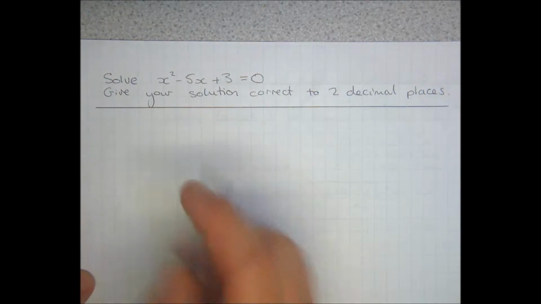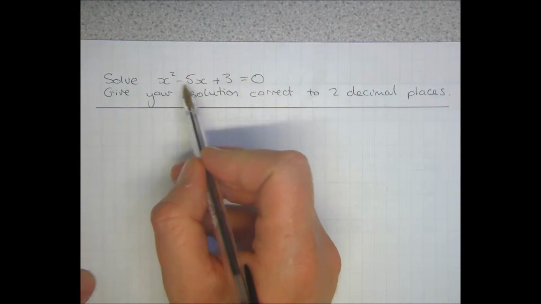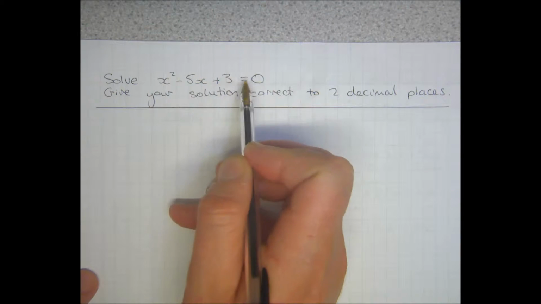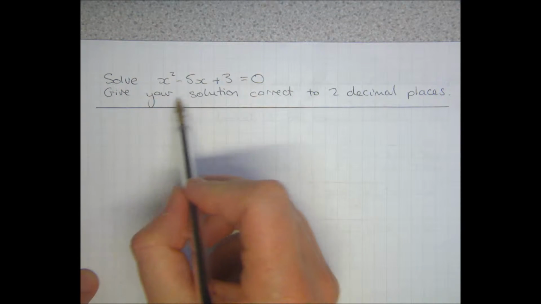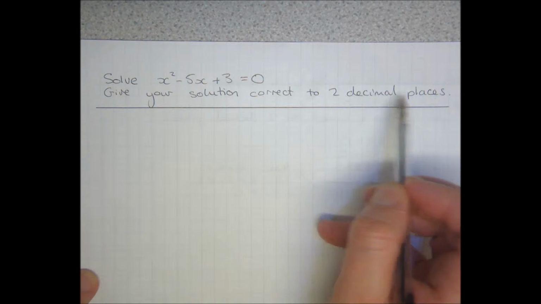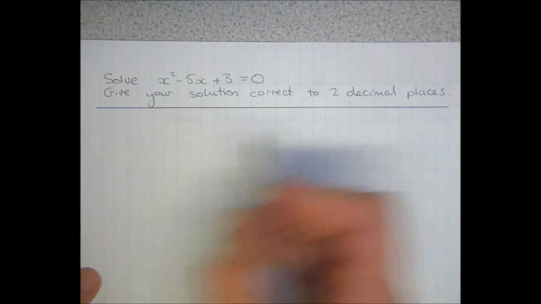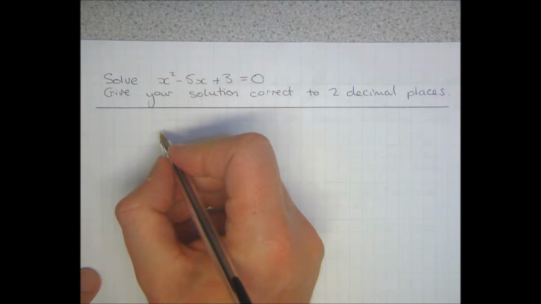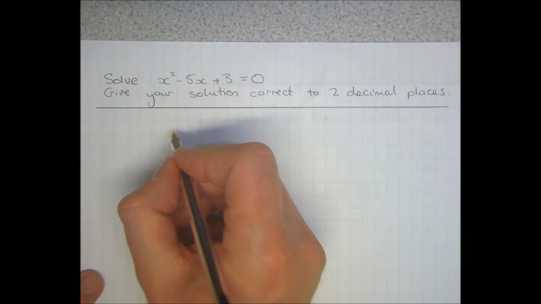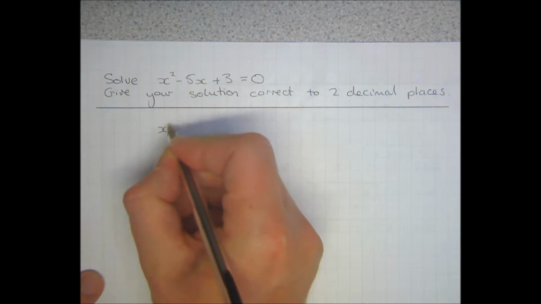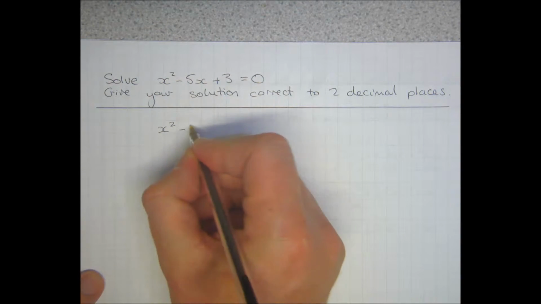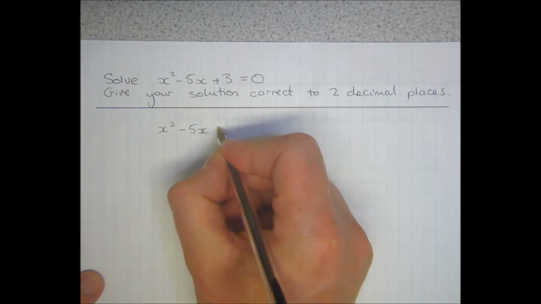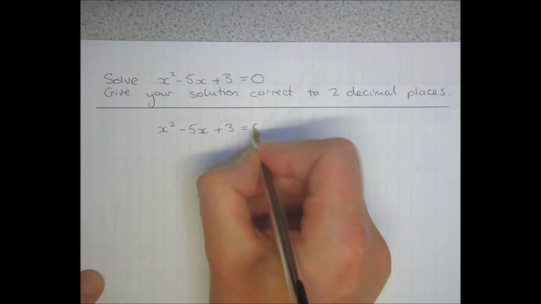We have to solve the equation x squared minus 5x plus 3 equals 0. It's asking us to give our solution correct to 2 decimal places. The first step when solving a quadratic by using the formula is to write the equation out clearly: x squared minus 5x plus 3 equals 0.